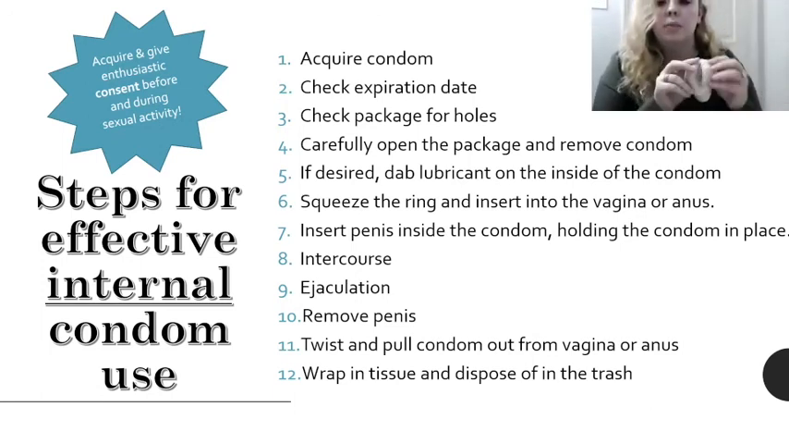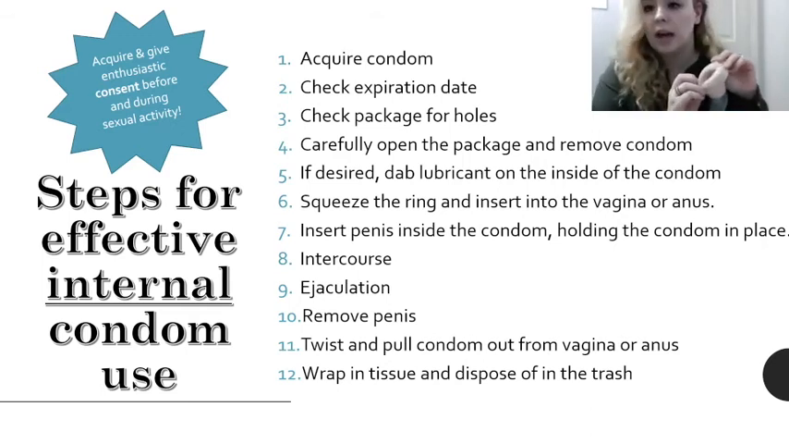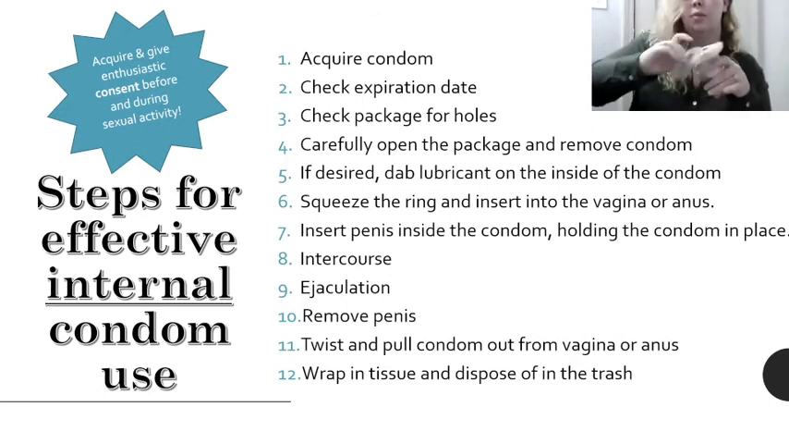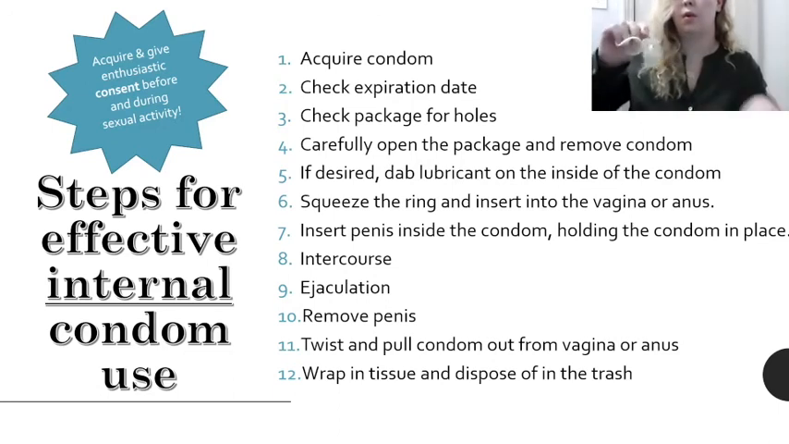So you're going to keep this in place while sex is happening. You can insert a penis or sex toy at this point and hold the condom in place while inserting. Once intercourse happens, you don't have to hold onto the condom anymore. Once body heat is happening, it'll make it stick to the vulva. And once ejaculation or orgasm happens, you can remove the penis or sex toy, and then you'll twist and pull the condom from the vulva or anus.